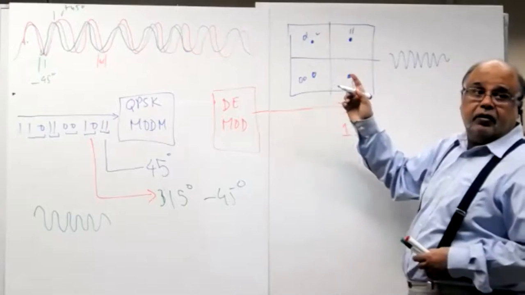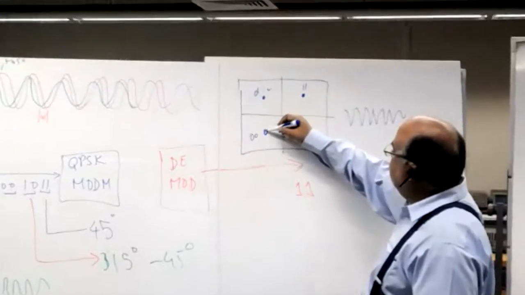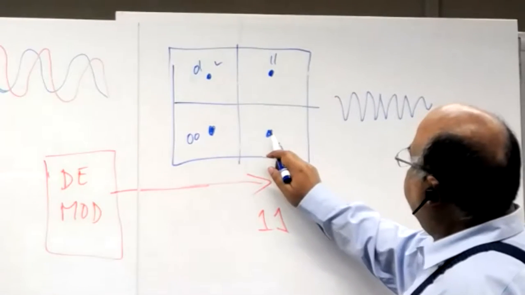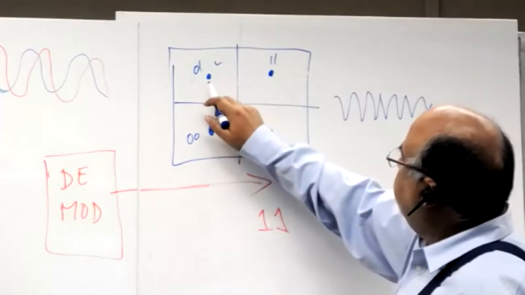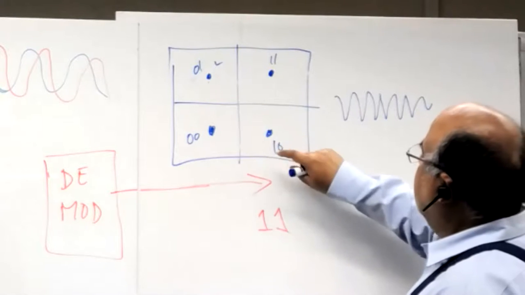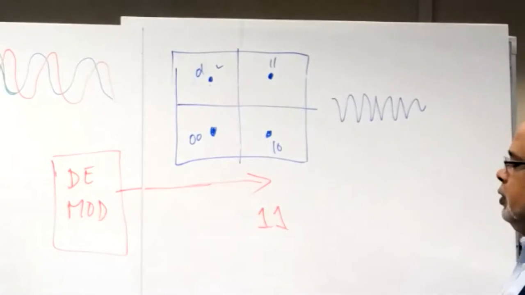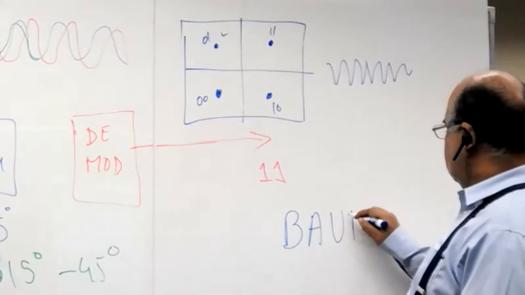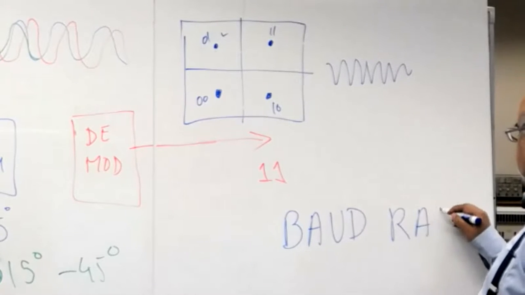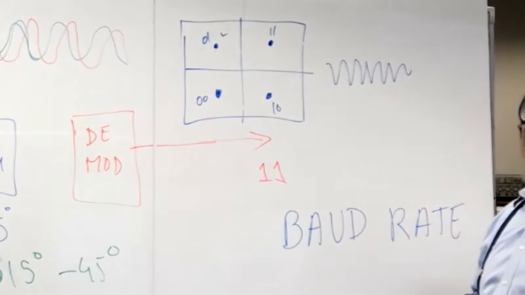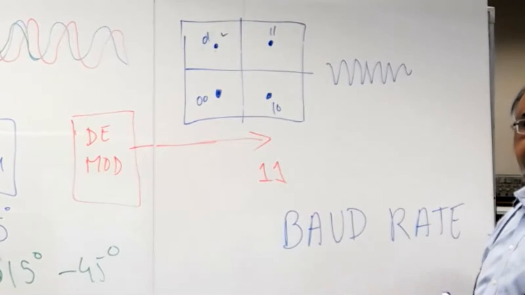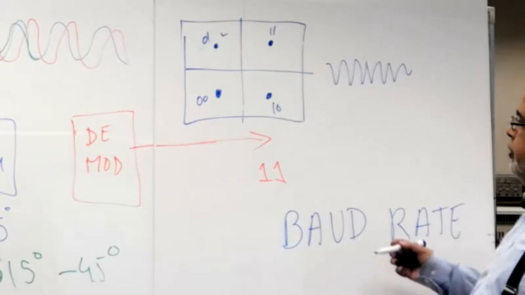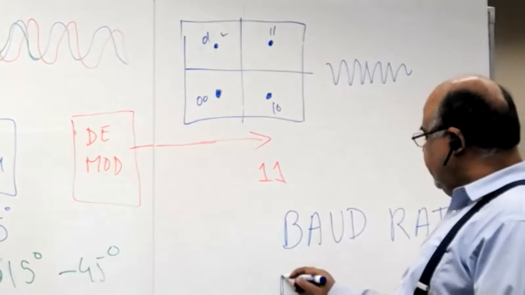So you could see, zooming in, how this dot sometimes goes here, sometimes goes there. So changing from here to here, for example, means two bits of data are being changed. So information in each change was equal to two bits. That gave rise to the term called baud rate. So baud rate is, on this diagram, the number of signal changes.